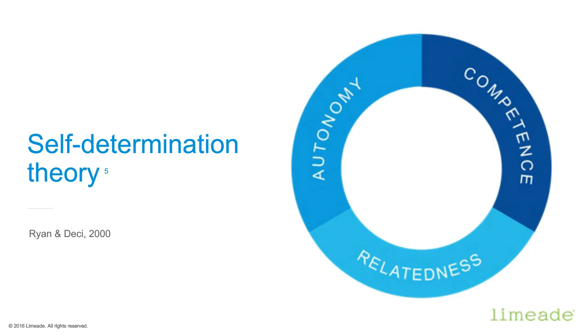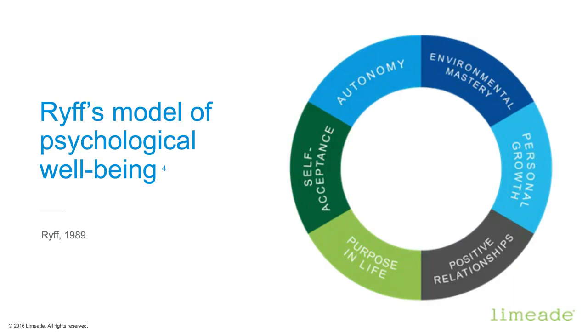Another theory that was really fundamental when we were working on this concept of well-being 10 years ago is Ryff's model of psychological well-being. It's very much focused on more of what's going on inside a person's head, a little bit removed from physical well-being, but it's a very important component that builds on the self-determination theory, but it adds some other pieces that are pretty important.